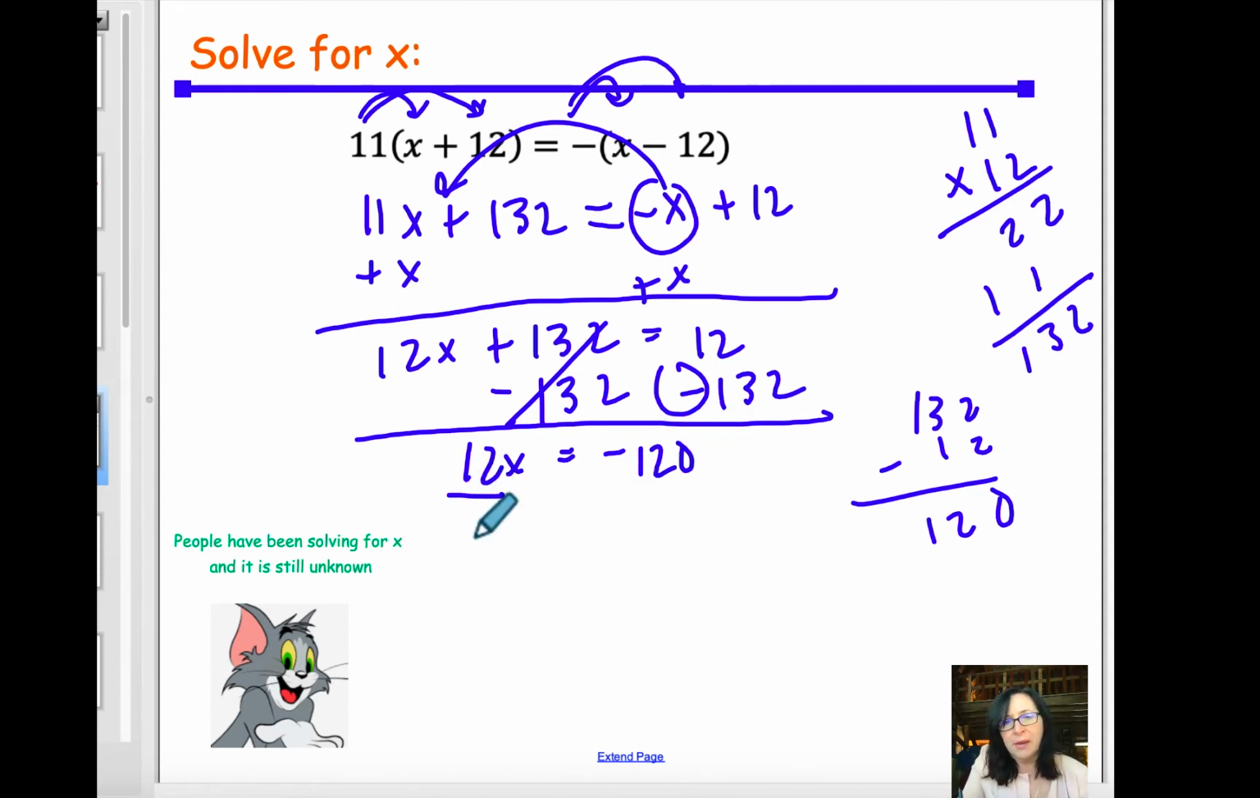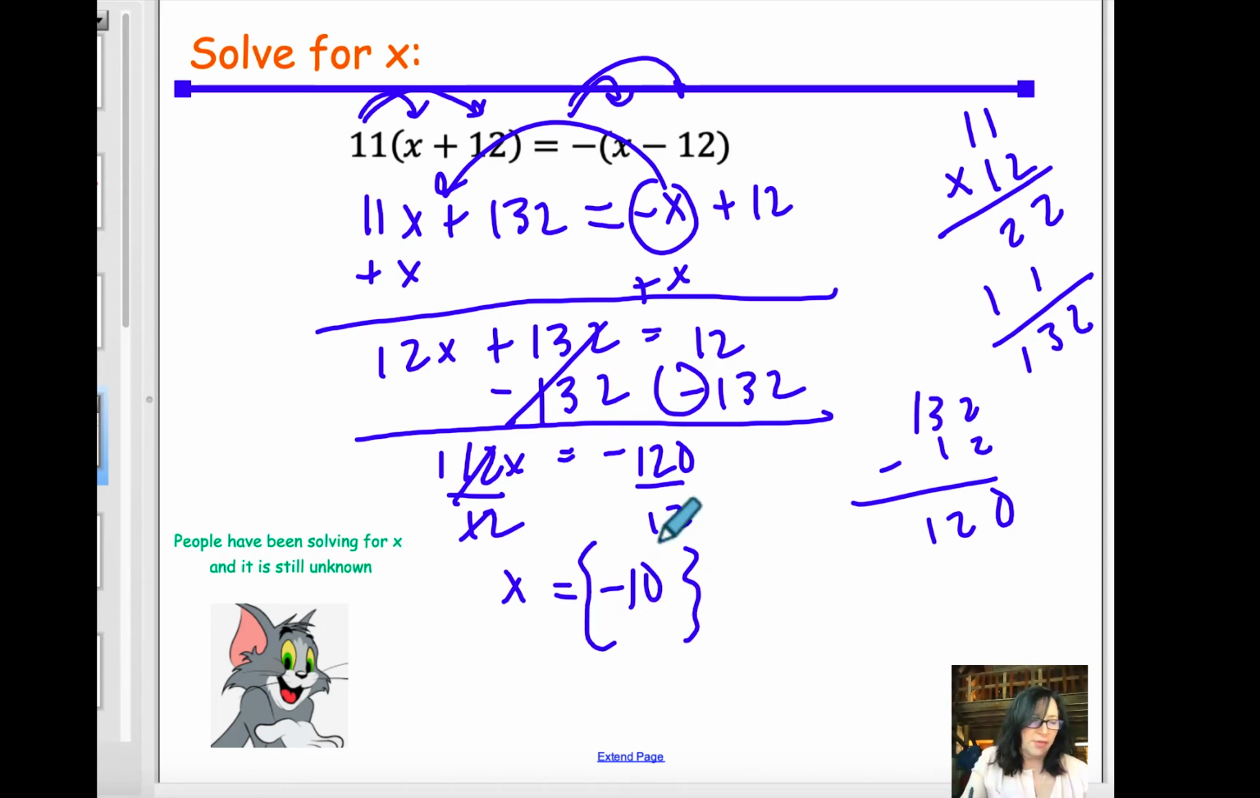Then I'm going to divide by 12 on both sides, and I'm going to get x equals, because these, of course, divide out to be 1, negative 10. And so this is my answer for this problem, which I think on your sheet is problem number 3.